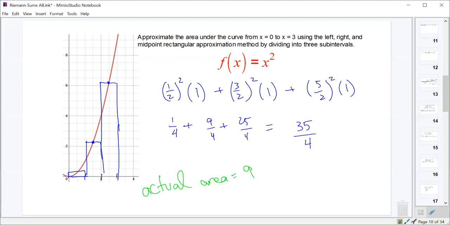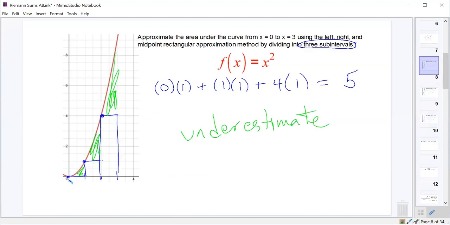I must have missed it. Where's the 1/2 and the 1 coming from? So the 1/2 is the midpoint of the first subinterval. We had 3 subintervals, right? Let me go back a second. For each of these ones that we did, we had the subintervals from 0 to 1, 1 to 2, and 2 to 3. Good with that?